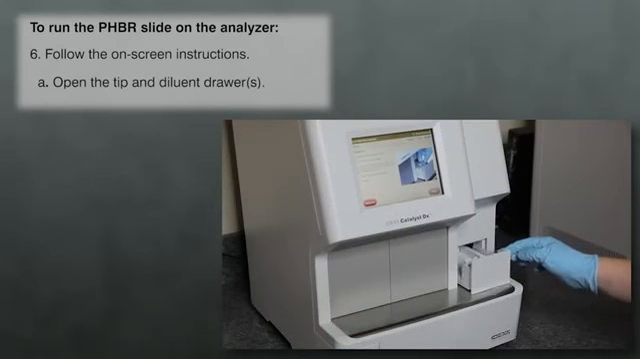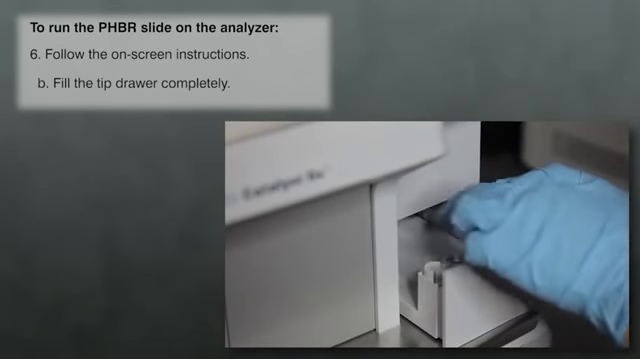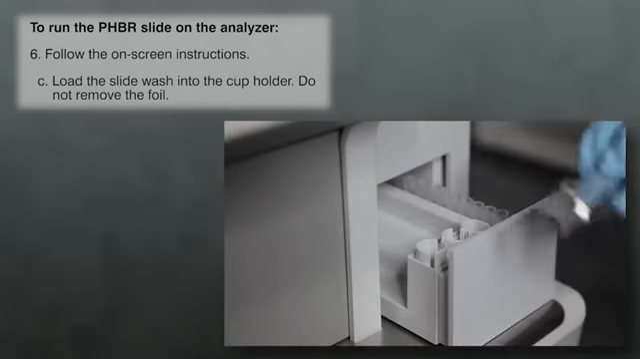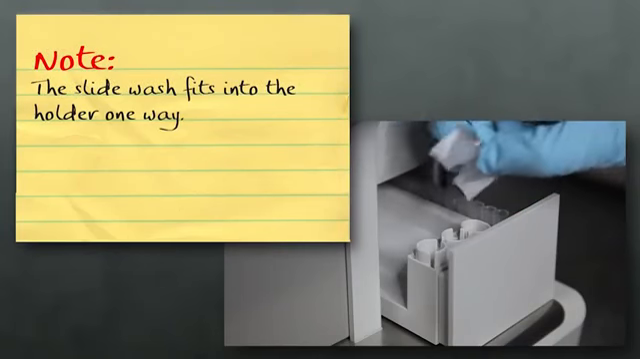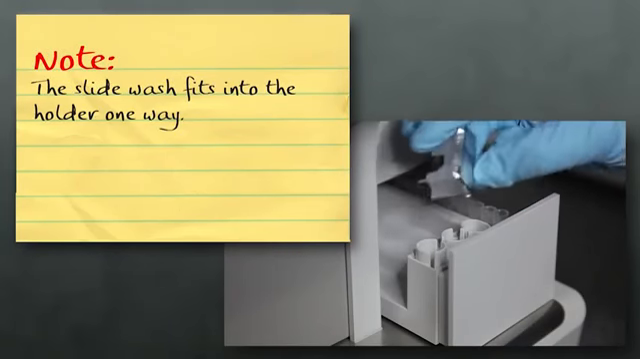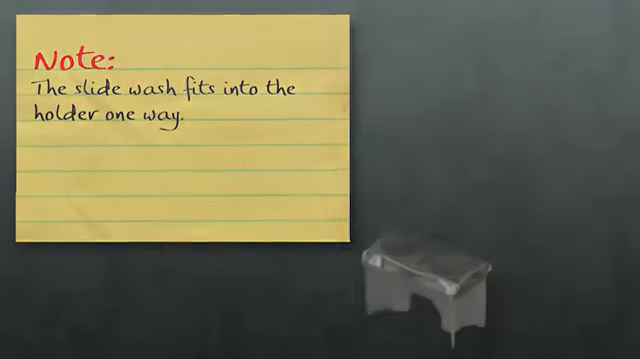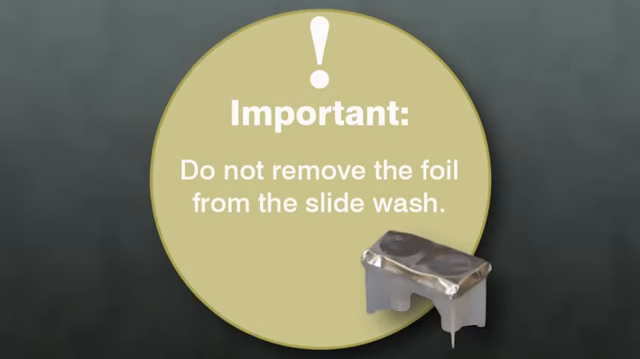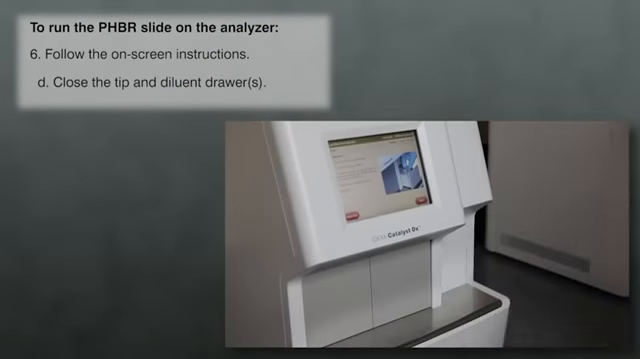Open the tip and diluent drawers. Fill the tip drawer with pipette tips. Place the Catalyst slide wash into the dilution cup. Note: the unit only fits into the instrument in one direction. Rotate the cup and try again if you are unable to place the wash solution in the dilution drawer. Do not remove the foil from the slide wash. Close the tip and diluent drawers.